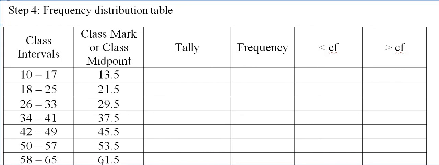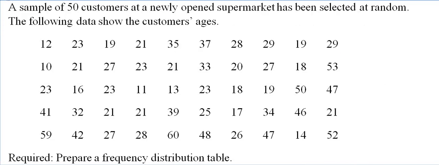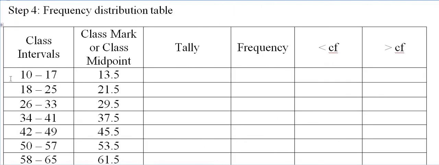The third column is the tally. You have to go through each of these 50 customers' ages. First is 12. Where does 12 fall in our class interval? Between this first class interval of 10 to 17. So, tally that.